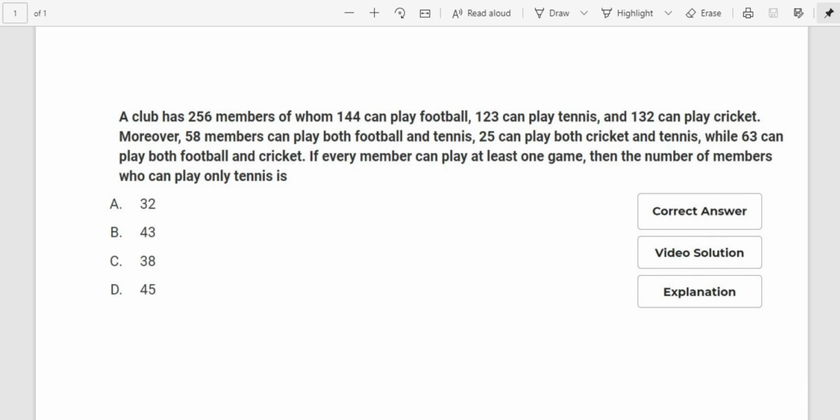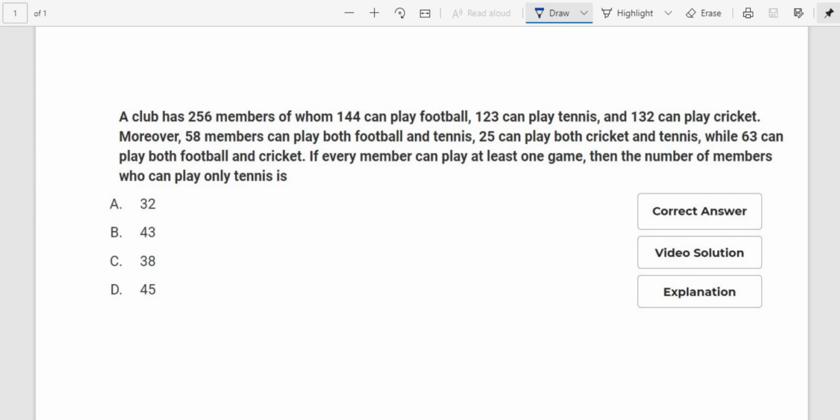A club has 256 members, of whom 144 can play football, 123 can play tennis, and 132 can play cricket. Moreover, 58 members can play both football and tennis, 25 can play both cricket and tennis, while 63 play both football and cricket. If every member can play at least one game, then the number of members who can play only tennis is? We have to find this one.